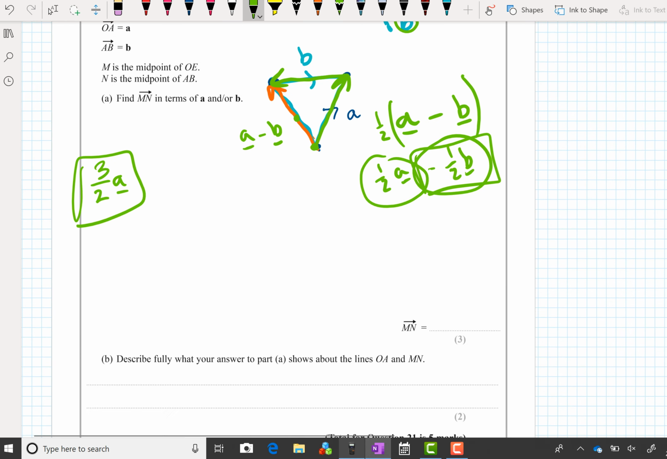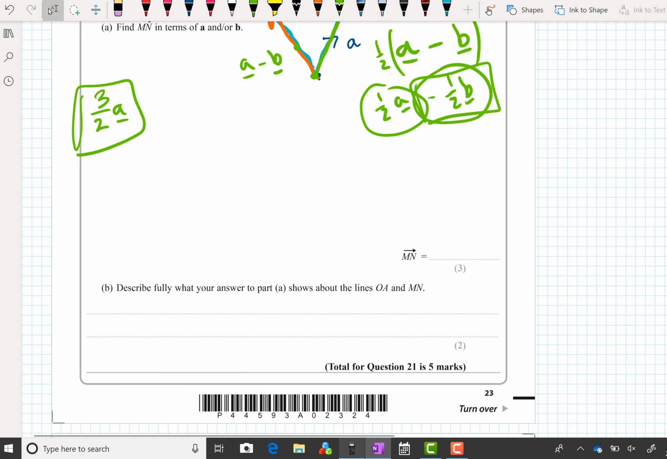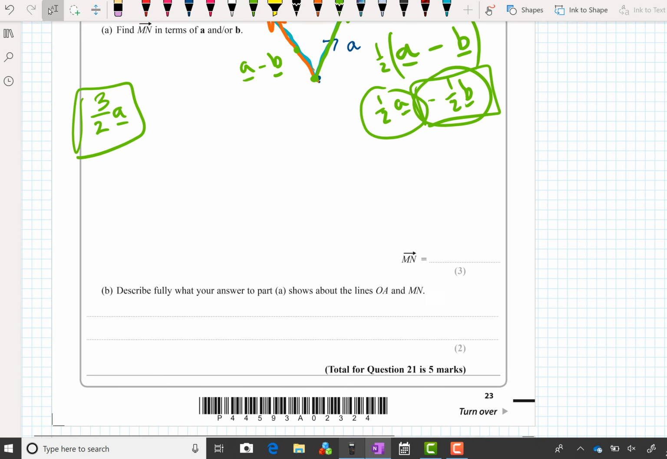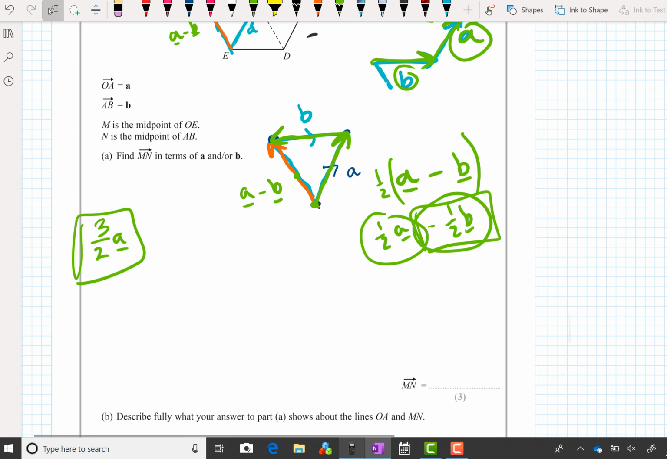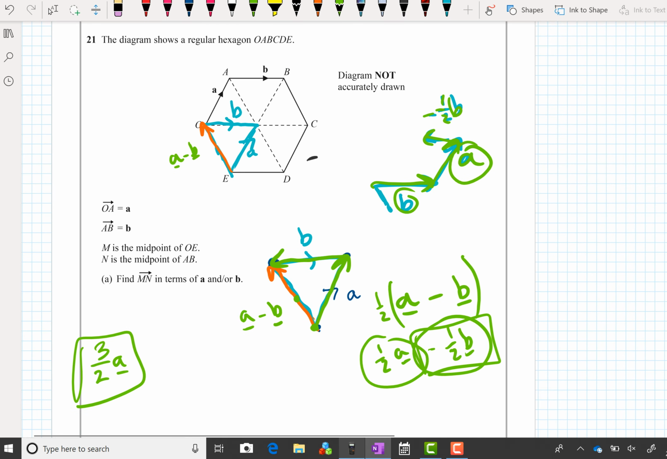Describe fully what your answer. So part A shows about the lines OA and MN. What relation does this green line have to the line OA? Well, if you look at it, OA was the vector a, and MN was the vector 3 over 2 a. It's got nothing to do with b. And if you look at these two vectors, you might notice they're parallel.